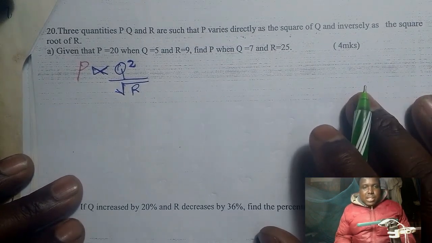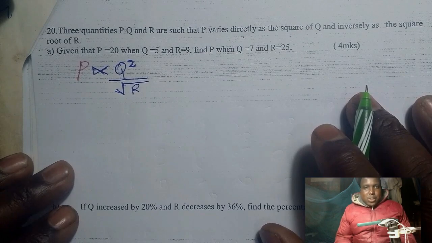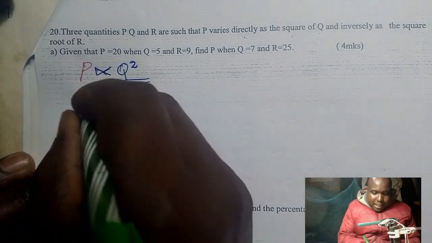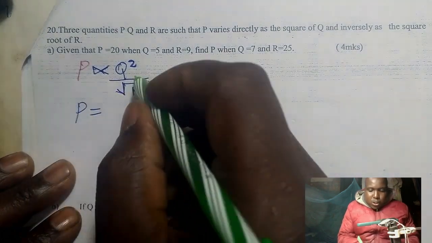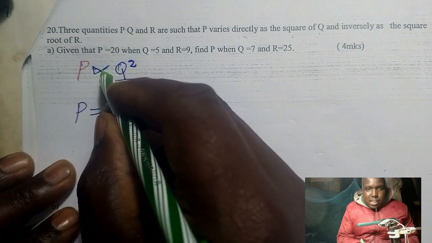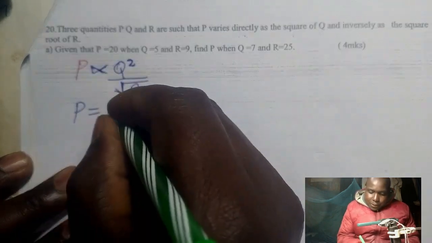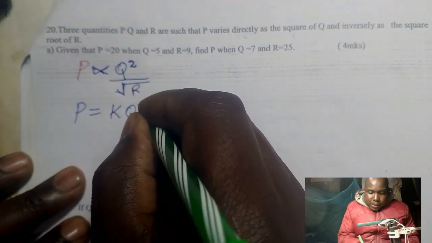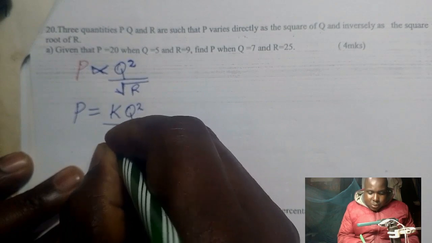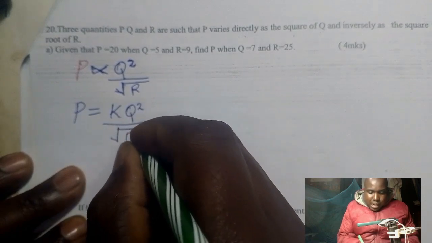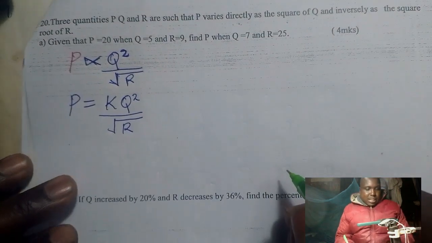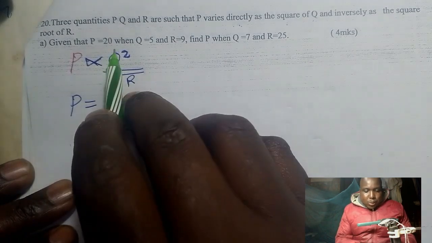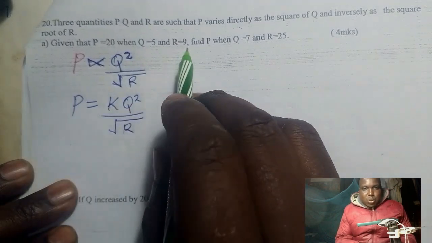Now let us remove the sign of proportionality by introducing a constant K. So P is equal to K Q squared divided by the square root of R. Very good. So now the next thing is to find the value of K when P is 20, when Q is 5 and R is equal to 9.